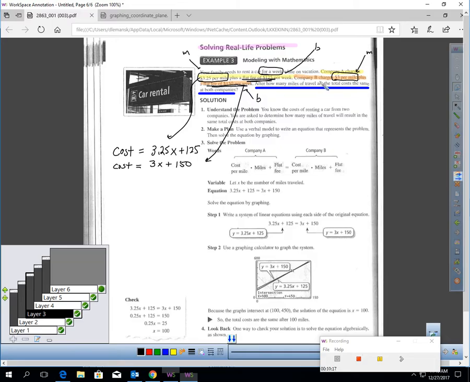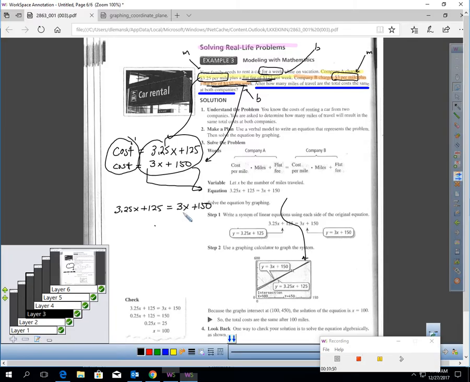So here are my two equations. For company A, the cost would equal 3.25x plus 125. There's my slope and y-intercept. And company B, cost would equal 3x plus 150. Well, cost equals cost. These are the same. We want to know, when are these the same? So you notice what the book did. They just made both of these equations equal to each other. Now, they're doing it by graphing. I think that's a bigger pain than just writing the problem down.